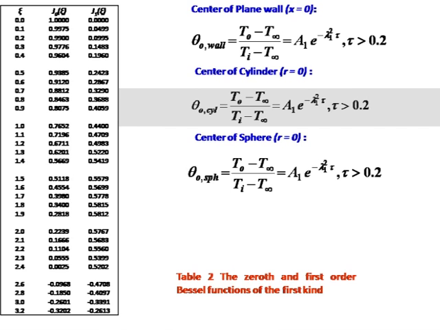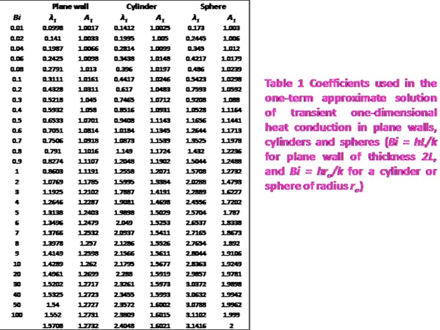For theta naught of the cylinder, I need to know A1 and lambda 1, which is a function of tau. So, what is tau? Tau is the Fourier number. Fourier number is alpha t by L squared. Alpha is known, k by rho Cp, and t is given, 45 minutes. For L squared, you have to take the appropriate characteristic length for a cylinder, so volume by area. Then for a given tau, you are going to get lambda 1 and A1 in this 22 slide. From that you are going to get the center line temperature. So, please keep doing this problem while we take the questions from other centers and come back to you.